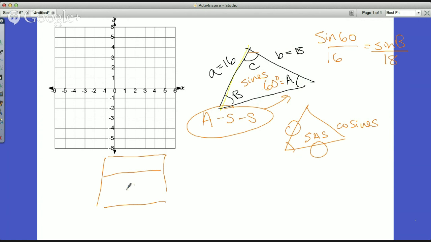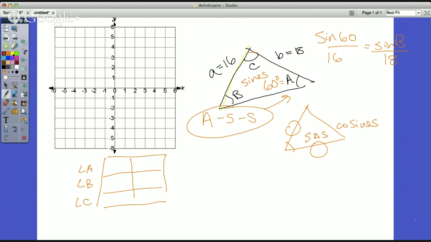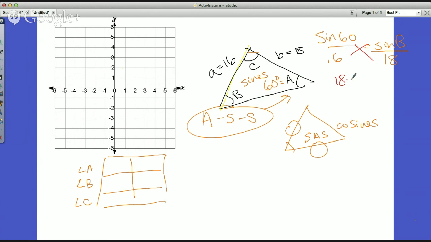We also know with angle side-side, we've got to be able to also have a chart where we have two possibilities for angles. Now, if we had no triangle, that means I'm going to have an error back to me. And then whether it's one or two triangles depends on how my chart ends up being filled out here. Okay? So now at this point, when I cross multiply and divide, I'll have 18 sine of 60 equals 16 sine of B.